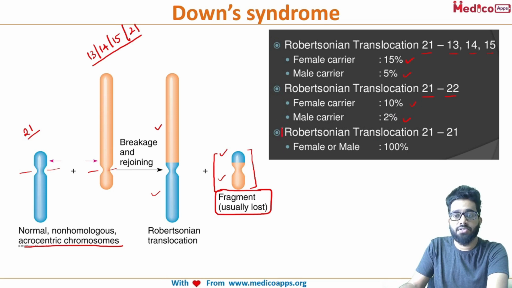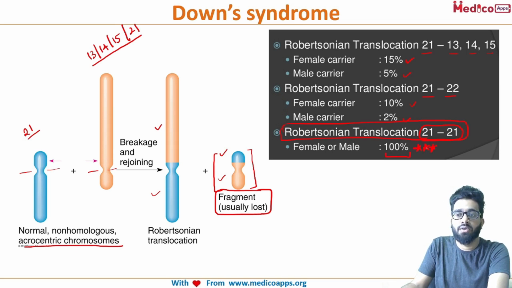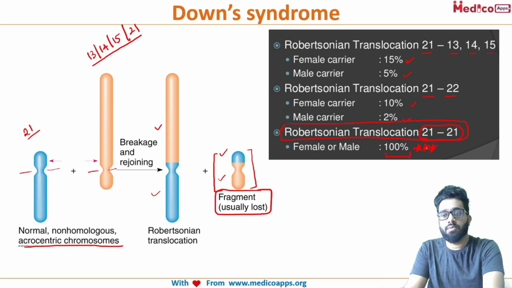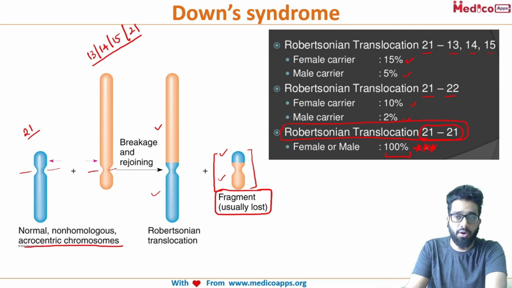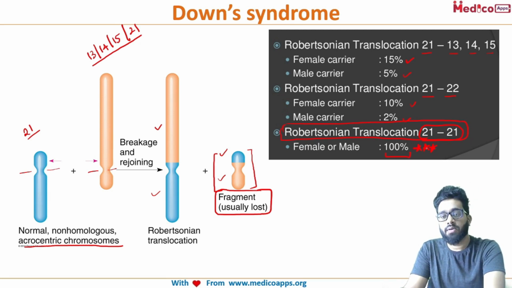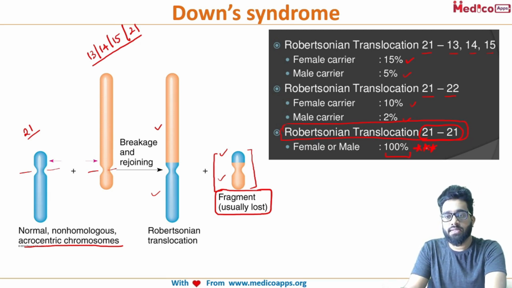If there is a Robertsonian translocation between 21 and 21, remember this: either it's a male or a female, the recurrent risk is 100%. So this is something you have to remember. This is very crucial to know, because the next pregnancy is 100% going to be disastrous for the parents. We have to counsel them accordingly. So this is how important it is that we know exactly what type of Down syndrome it is.